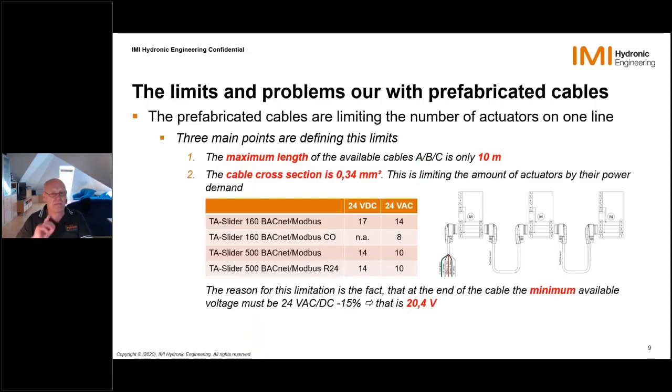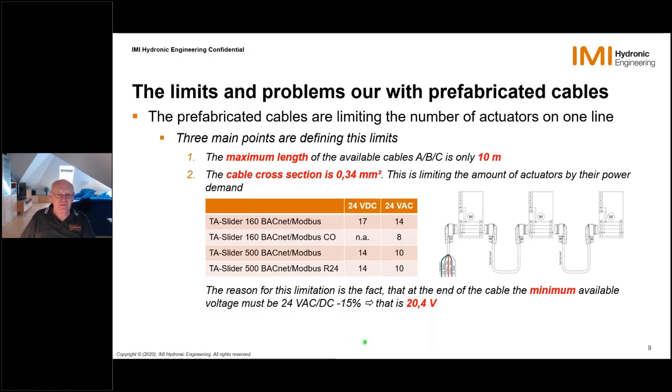The second one is the cable cross section, which is 0.35 square millimeter bare wire. And this is, of course, limiting the actuators by the power demand. There is a table available, you have all seen it, I think, where you can see the power supply in DC or in AC voltage and the number of 160 or 500 actuators on one line.